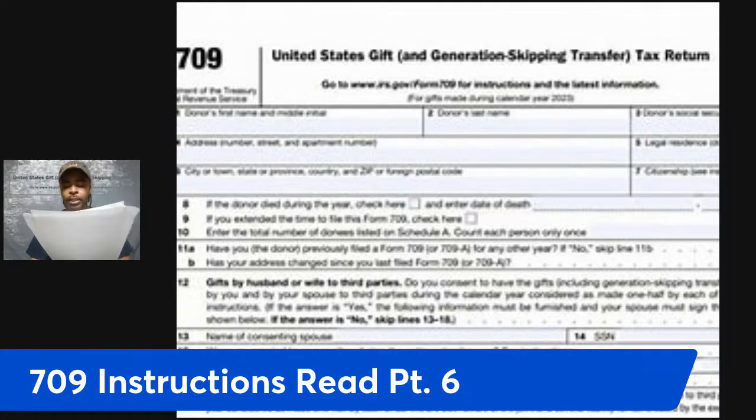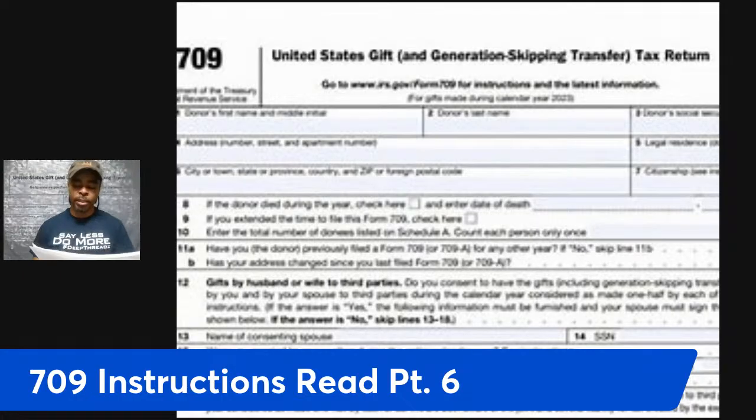The allocation is irrevocable. In the case of inter vivos direct skips, a portion of the donor's unused exemption is automatically allocated to the transferred property, unless the donor elects otherwise. To elect out of the automatic allocation of exemption, you must file a Form 709.